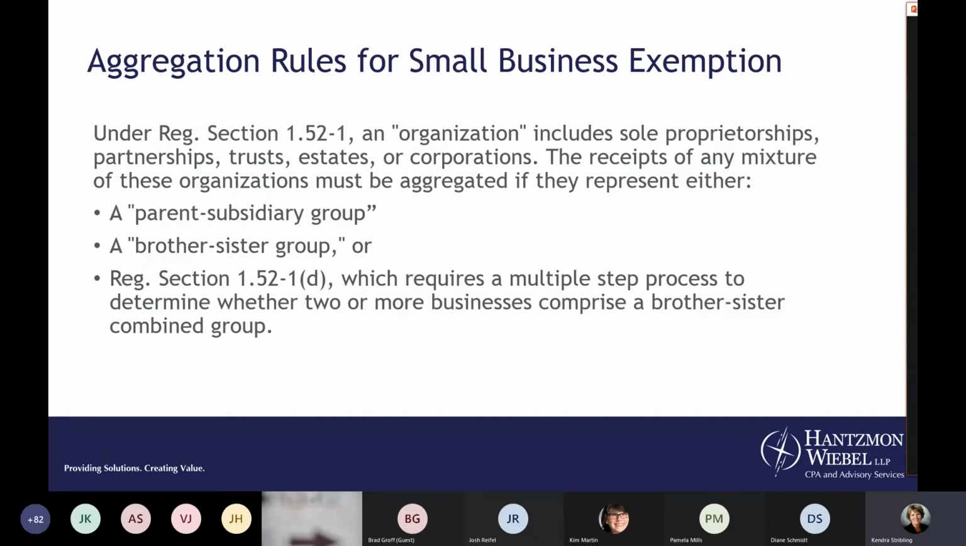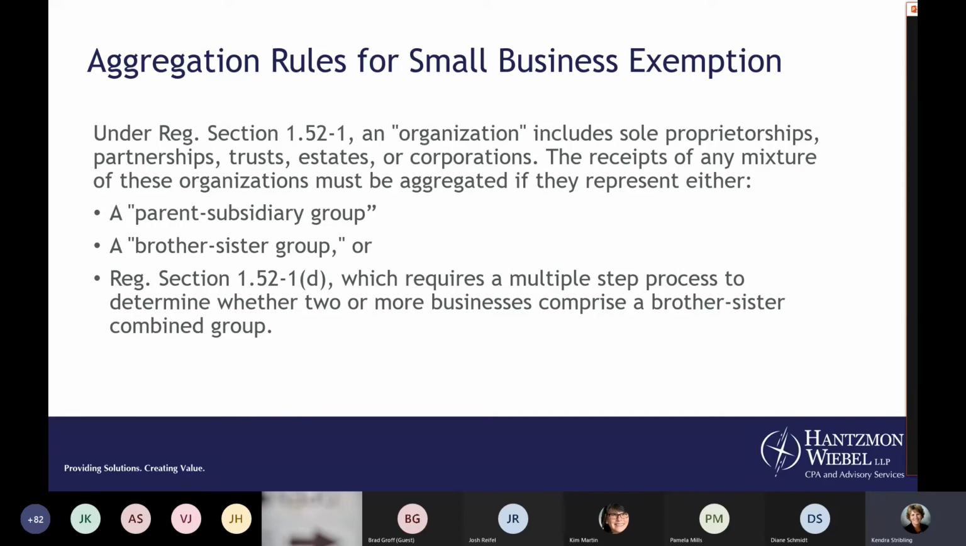So under Regulation Section 52-1, an organization includes sole proprietorships, partnerships, trusts, estates, or corporations. The receipts of any mixture of these organizations must be aggregated if they represent either a parent-subsidiary group where there's direct ownership interest in one another, a brother-sister group, or a brother-sister combined group, which does require a multi-step process to determine when two or more businesses should be included in the aggregation.